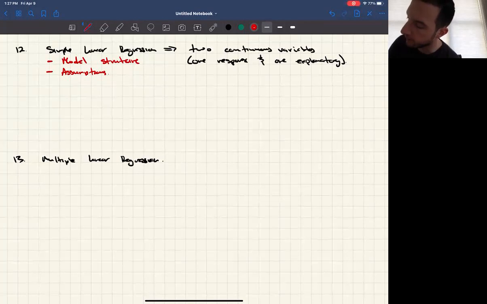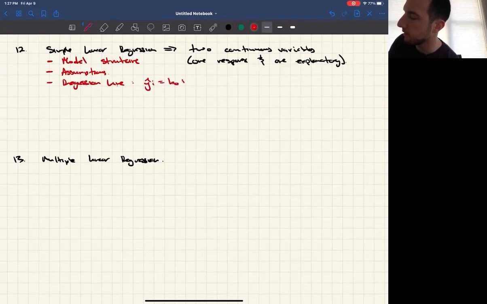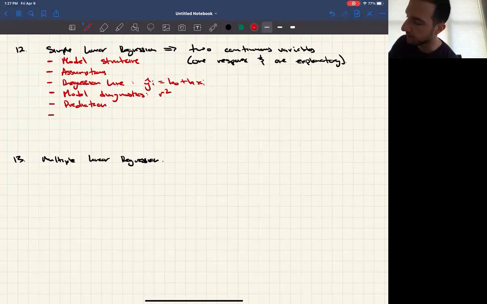So we talked about model structure, assumptions, the regression line. Okay, so that is yi hat equals b0 plus b1 xi. So we went over how to compute b0 and b1 for the fitted model. We talked about model diagnostics, right? So that would be like the R² value, for example. We talked about prediction from the line, so how we can find a value of yi given a value of x.